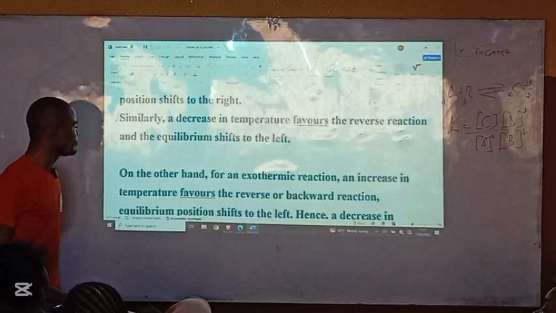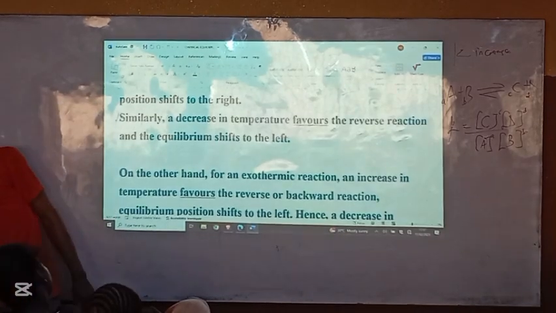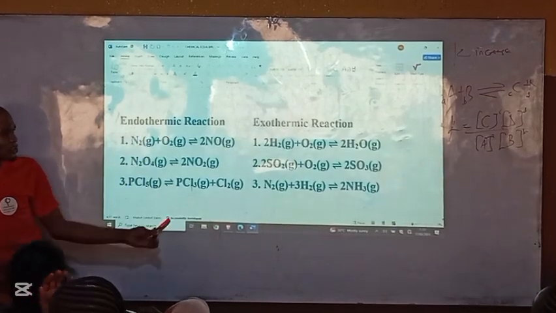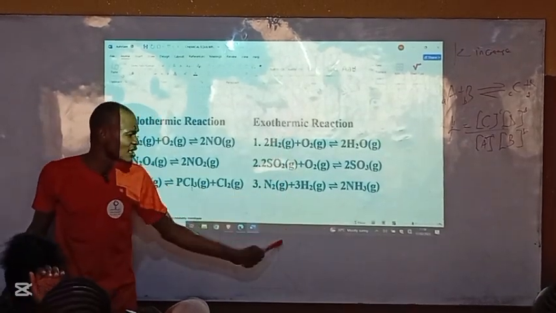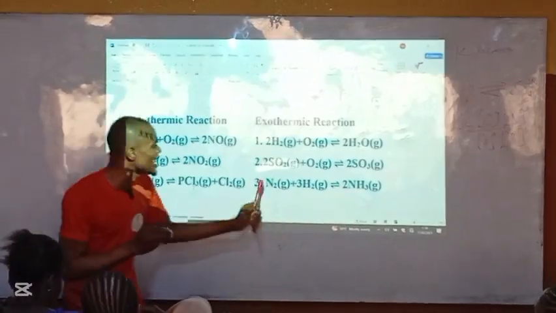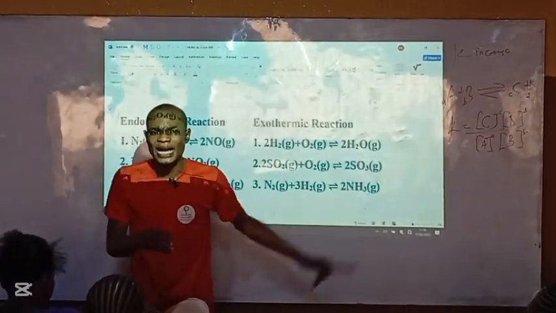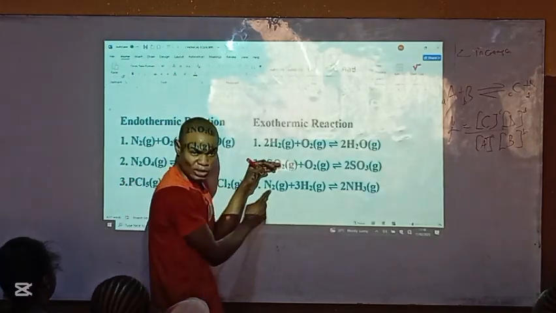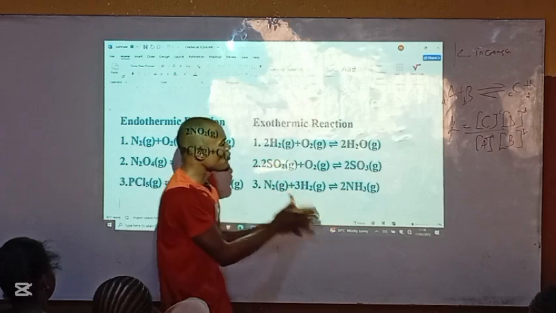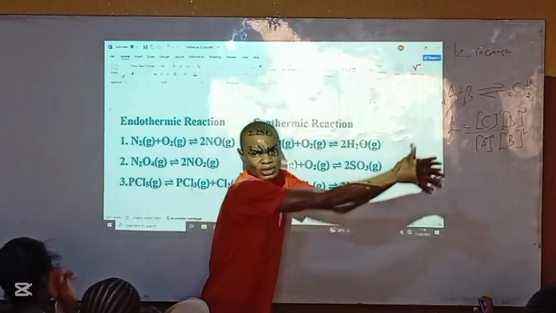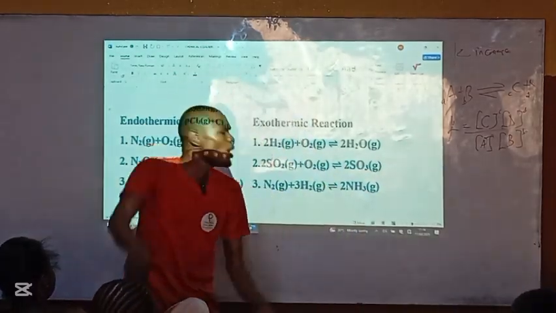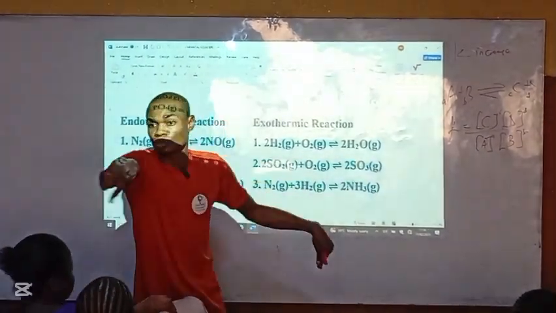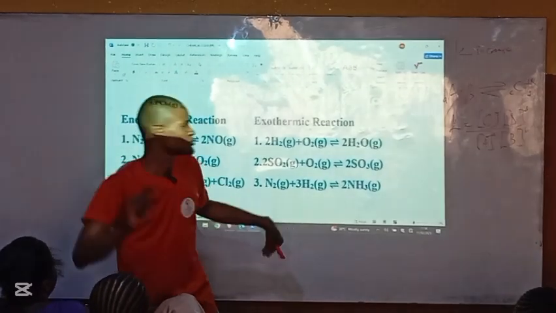Now let's go to pressure. Okay, before pressure, let's look at some endothermic reactions and some exothermic reactions. When you react nitrogen gas and hydrogen gas to form ammonia, it is an exothermic reaction. But if your ammonia wants to form nitrogen gas and hydrogen gas back, the backward reaction will be endothermic.